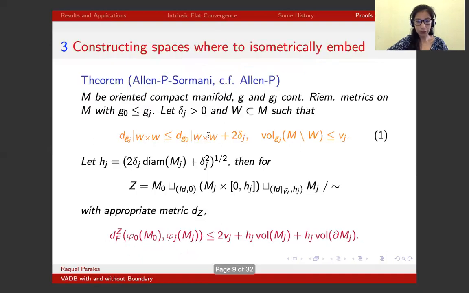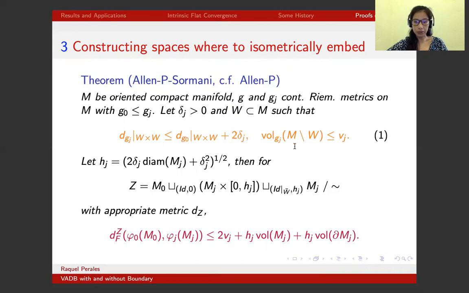So let's continue. Here I'm going to explain how to construct these big spaces in which we would like to isometrically embed and calculate the flat distance. For that, I'm assuming number 2. Number 2 was the existence of a set W, and remember that its complement should have very small volume. And the distance dgj should be very, very similar to the distance dg0, and we are allowing an error of 2 delta j, some small error.